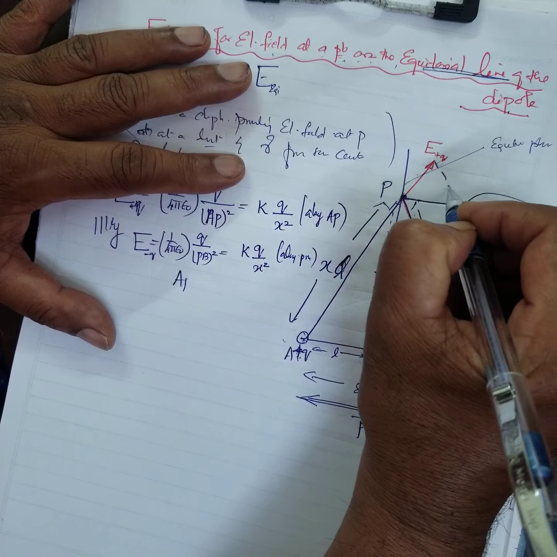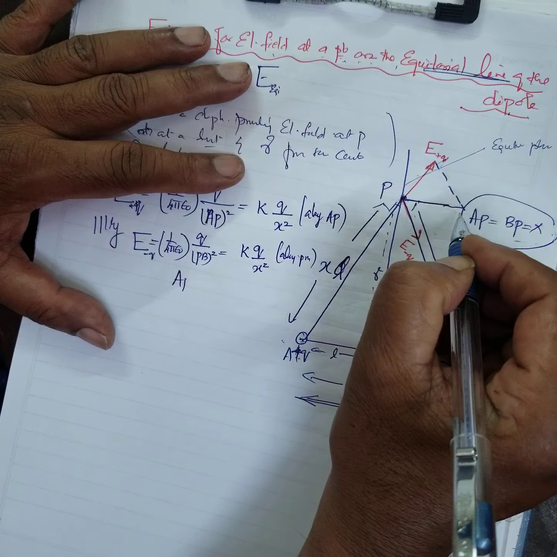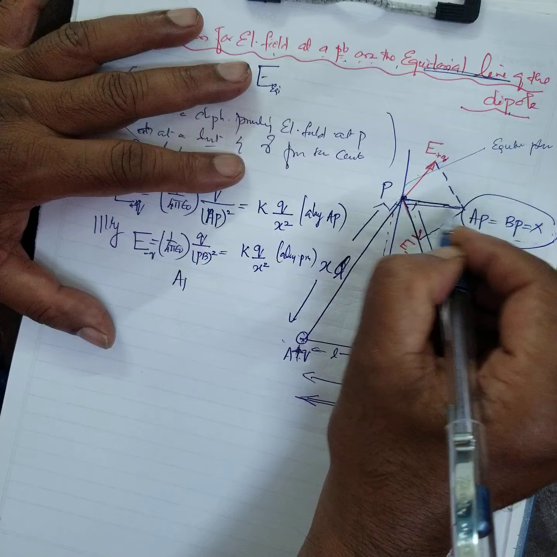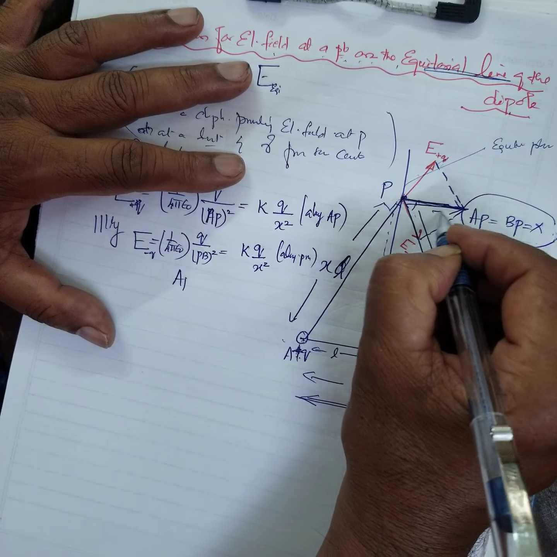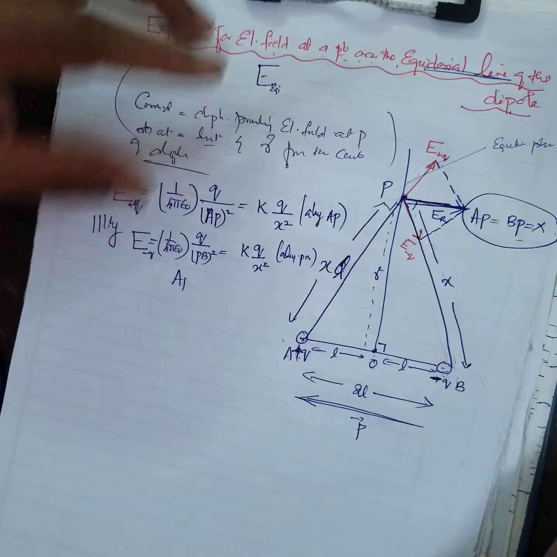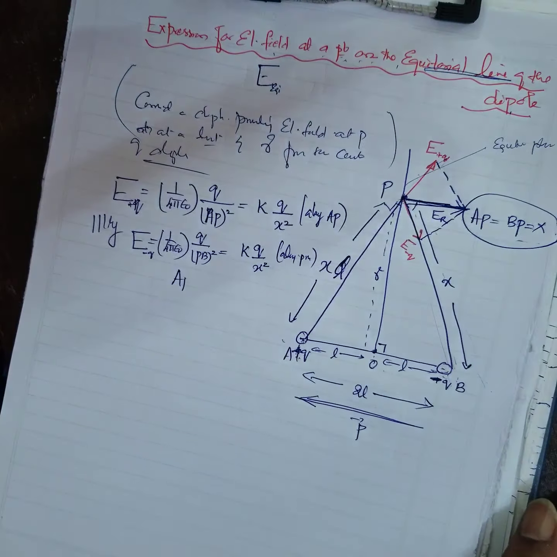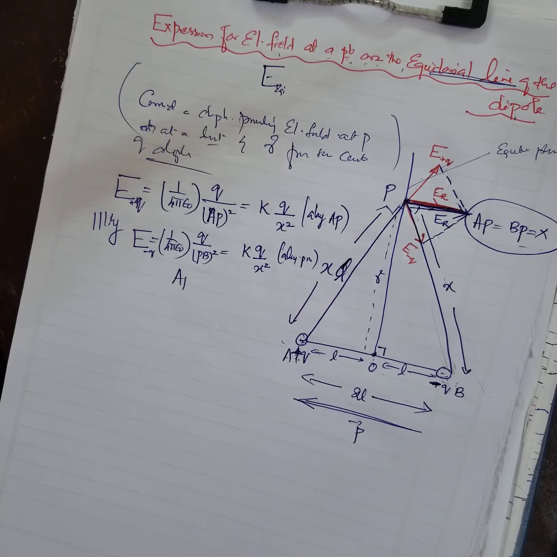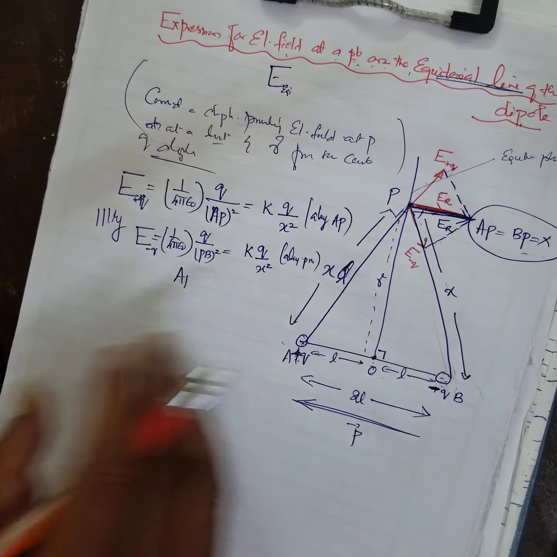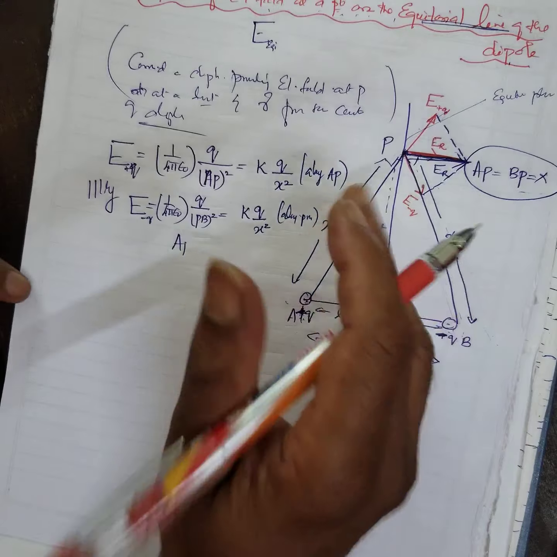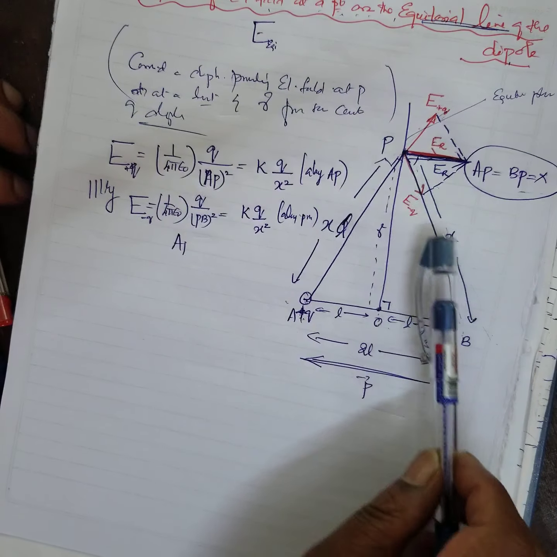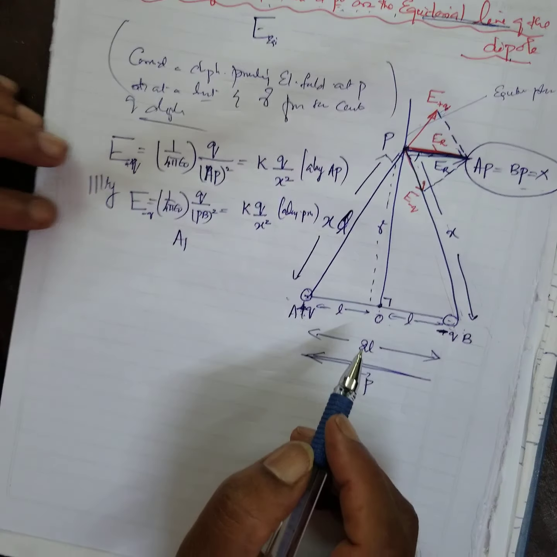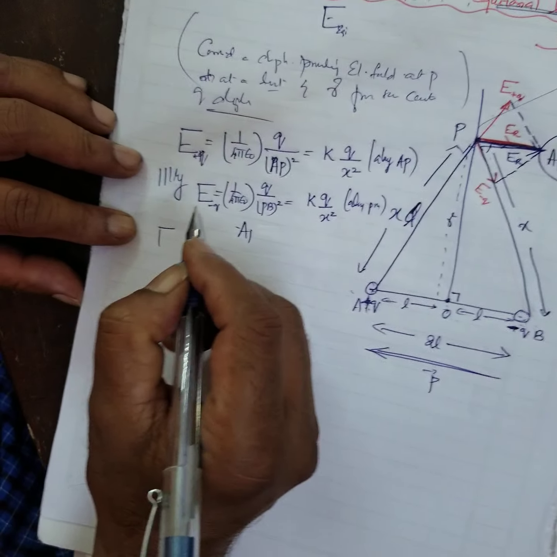Complete the parallelogram. Now this is the resultant field. This is E resultant field. Understood? That is E resultant field. Now how to calculate the resultant field? That's important. Now from similar triangles, it is not looking similar in that way, but I can take similar triangles. There are two methods of solving. Either you can do it from similar triangles.